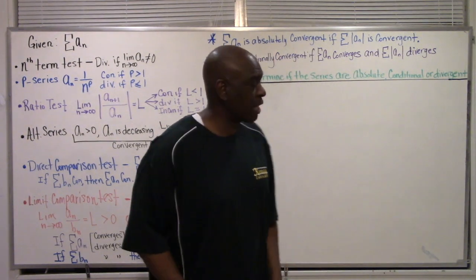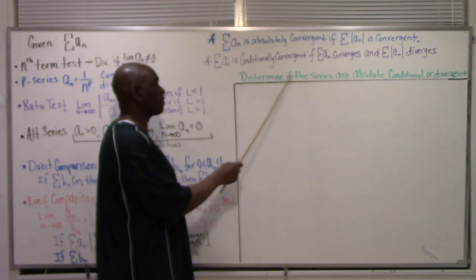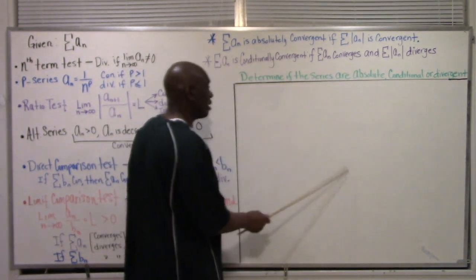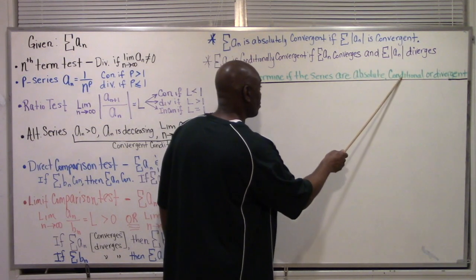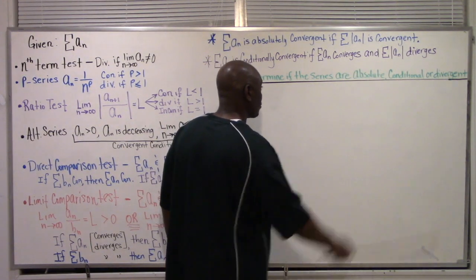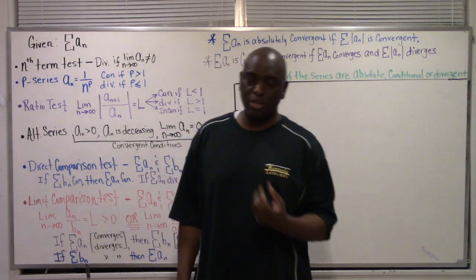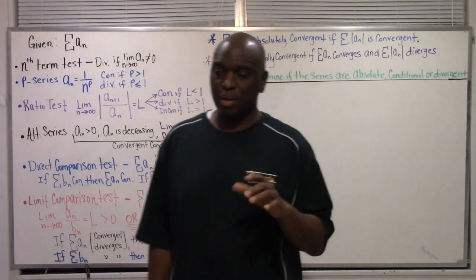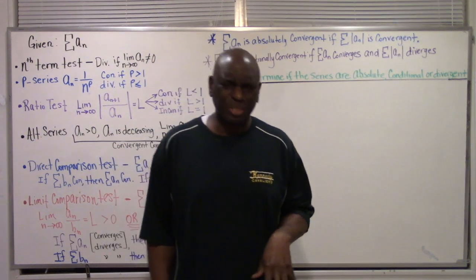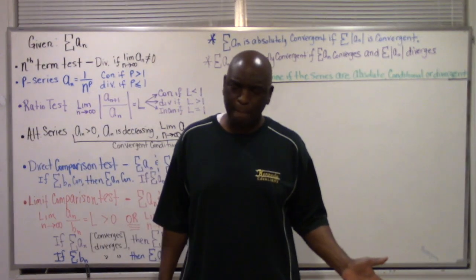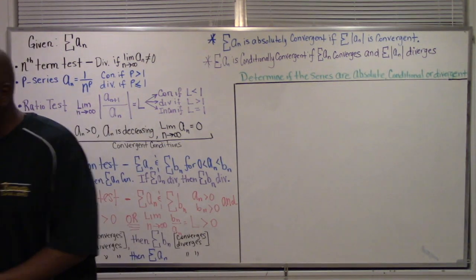So that's what we want to do right now. We're going to put some examples here, right? And we want to determine if the series are absolutely convergent, conditionally convergent, or just outright divergent. So for all the series we put here, tell me whether or not the series are absolutely convergent, conditionally convergent, or just outright divergent. Okay? All right, here we go. Let's look at a few examples. Example 1.